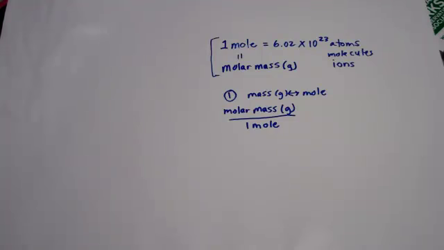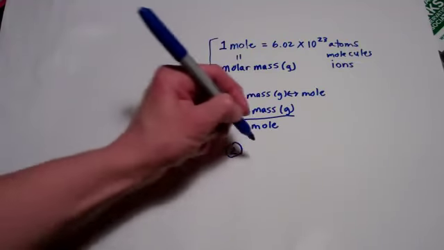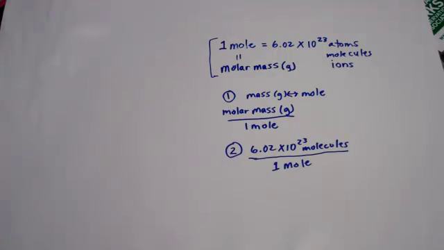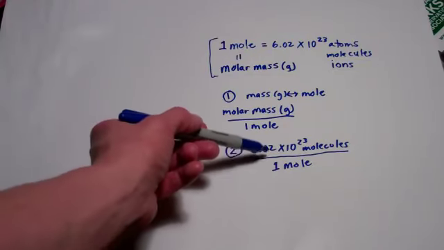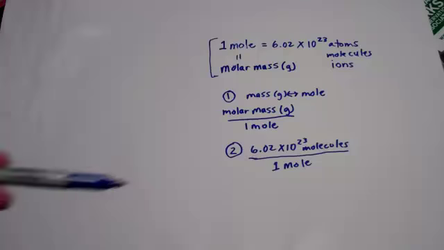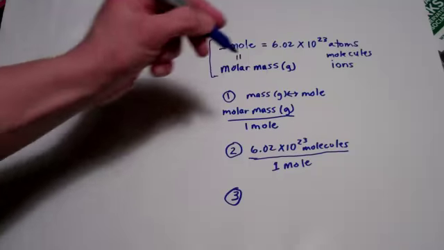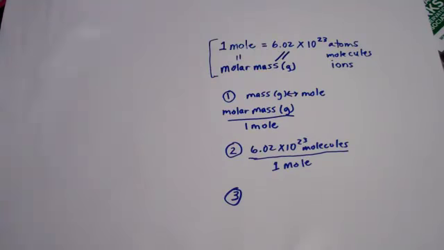So our second way of looking at this is to compare 1 mole with the number of atoms, molecules, or ions. We can say that there are 6.02 times 10 to the 23rd molecules per 1 mole. Or, again, this could be on top as well. So we could say we have 1 mole over 6.02 times 10 to the 23rd molecules. It's just going to depend on what we want to calculate. So this is the second conversion factor that we can have. And our third is going to be this relationship here.